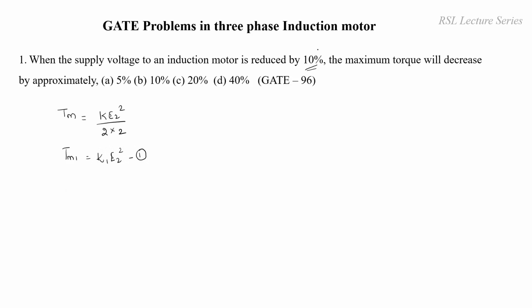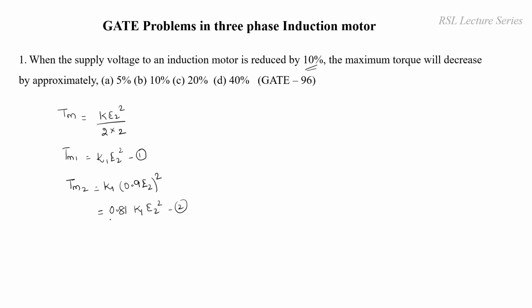Now in the second case, E2 is reduced by 10%. So the available value of E2 will be 100 minus 10, that is 90%. Only 90% of the supply voltage is available to calculate the maximum torque in the second case. So it can be written as K1 into 0.9 E2, since it is reduced by 10%. On simplification, we get 0.9 square, which is 0.81, K1 into E2 square. So this is the second equation.